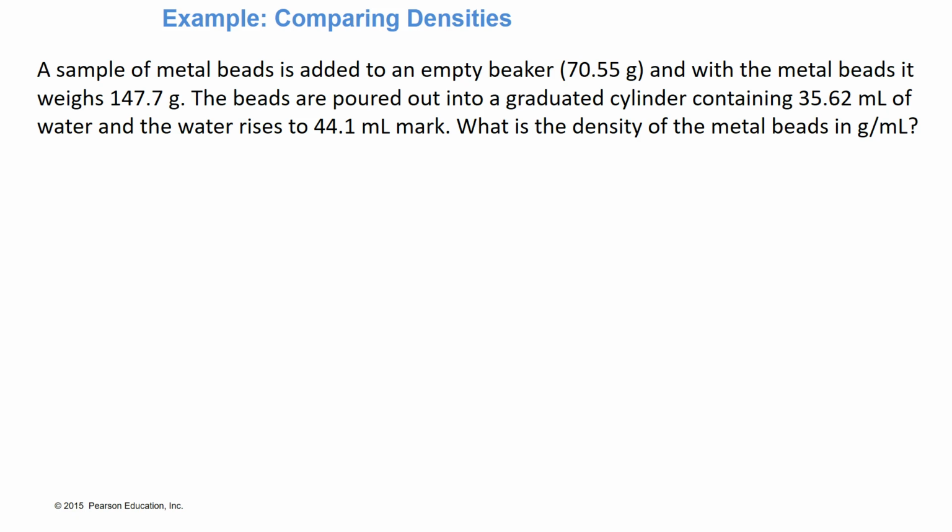I'm going to get you to solve it, but I'll read through it just to start. It says a sample of metal beads is added to an empty beaker, and the mass of that empty beaker is 70.55 grams. With the metal beads in it, it weighs 147.7 grams. The beads are poured into a graduated cylinder containing 35.62 milliliters of water, and the water rises to the 44.1 milliliter mark. And then it wants to know the density.